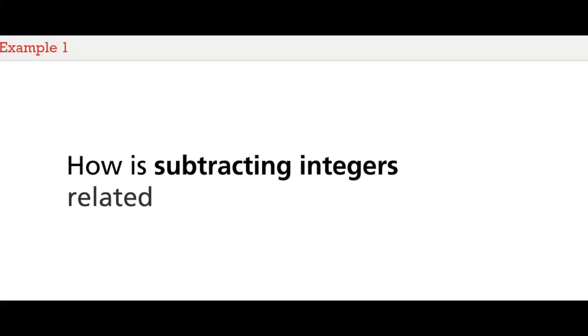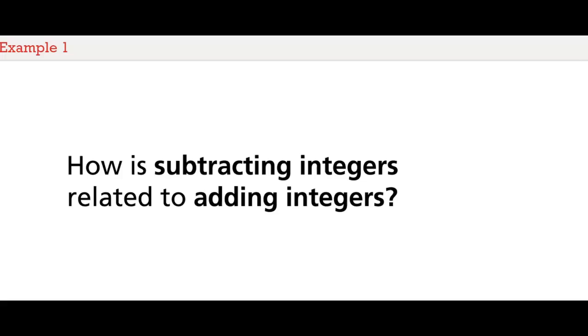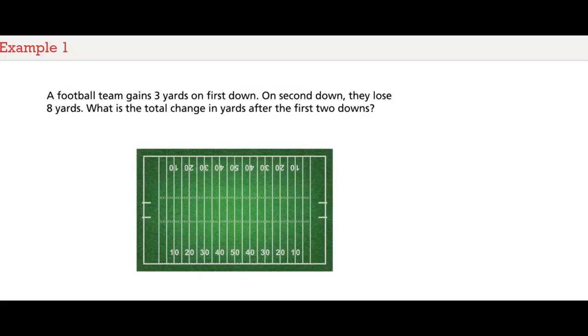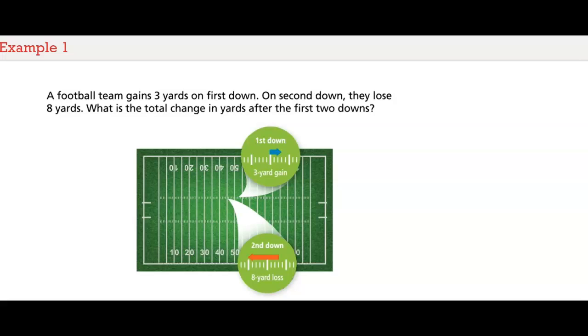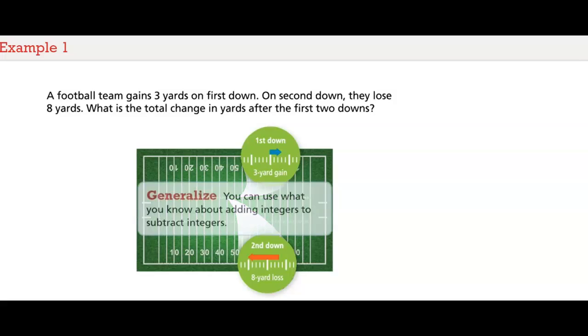How is subtracting integers related to adding integers? Think about this question during the lesson. A football team gains 3 yards on first down. On second down, they lose 8 yards. What is the total change in yards after the first 2 downs? You can use what you know about adding integers to subtract integers.